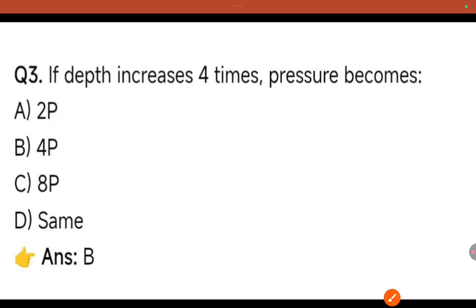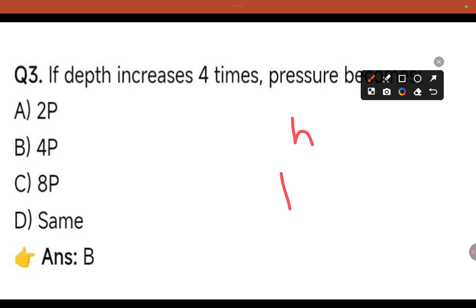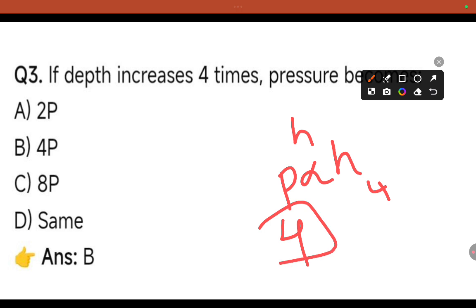If depth increases 4 times, what is the pressure? Depth means height. So you already know P is proportional to height. Is it right? So if depth increases 4 times, pressure also will be 4 times, so it will be 4.